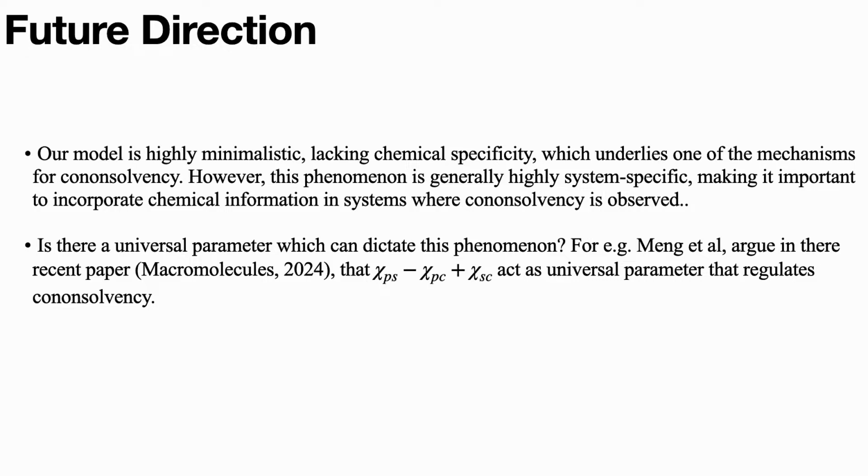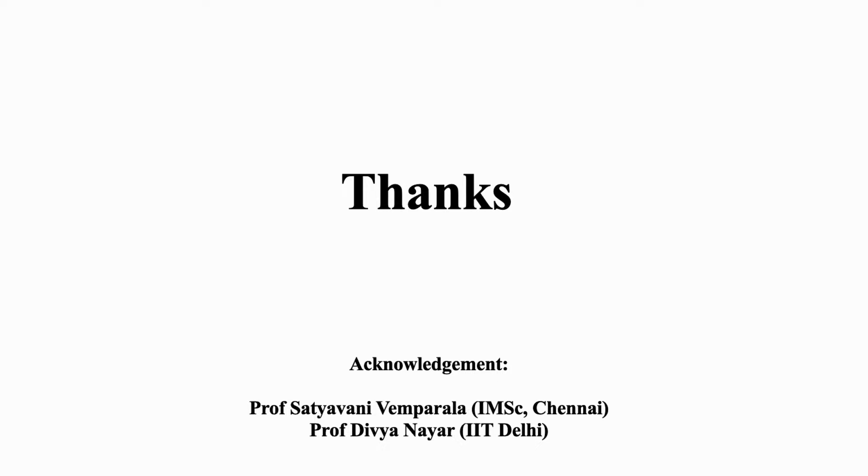So in our case, this value chi ps minus chi pc is zero because we are not taking any specific interaction between the polymer and solvent and polymer and co-solvent. Chi sc is negative in our case. So this is also matching with our simulation result. When chi sc is negative only, it will show this cononsolvency behavior. But still it will not complete the story, so we are still working on some of the work. With this, I would like to thank you.